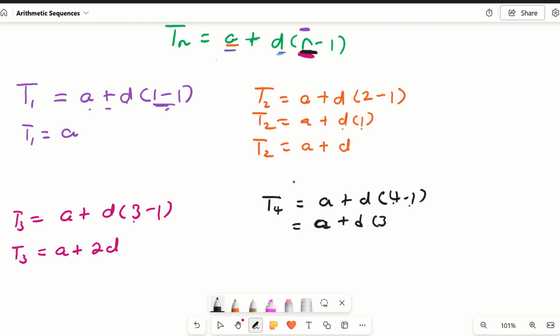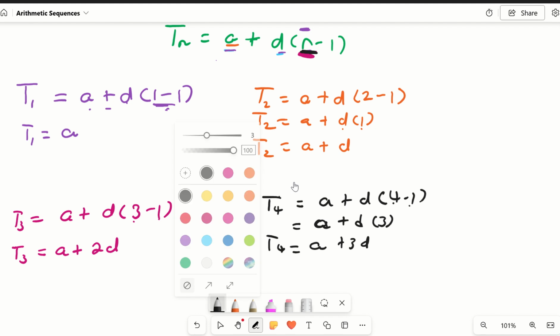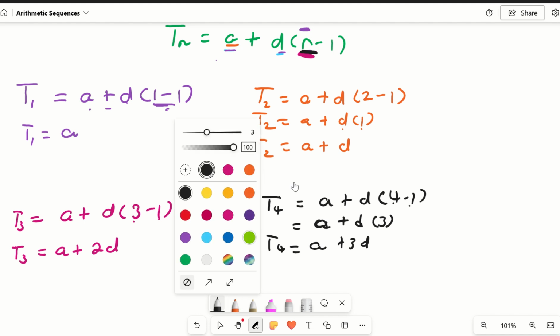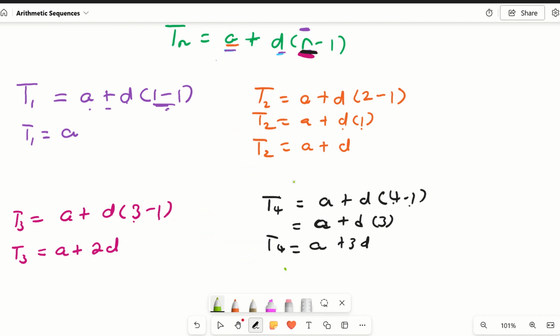4 minus 1 is 3. So we have A plus 3D, right? So now, what pattern do you see here between this and that? What is it that you see? Forget about the first one. This and that, isn't there a sort of pattern that you see? It can be anything.